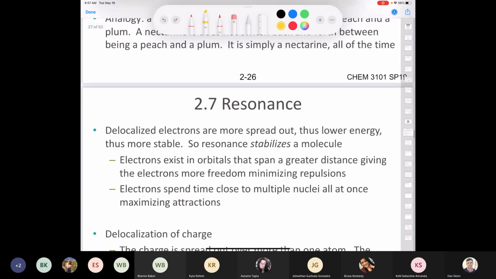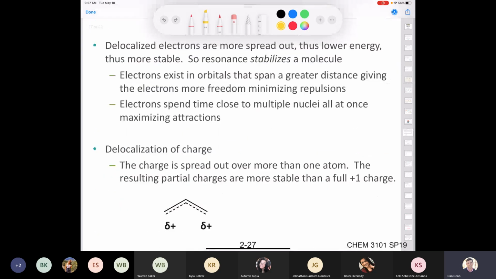All right. So the more electrons are spread out, the lower energy the ion or molecule is, and it basically stabilizes it, right? I told you that electrons are like hyperactive children. They like to move. If they can move, they will. And so the more resonance contributors we have, the more stable our molecule becomes. All right. The delocalization of charge: it says here the charge is spread out over more than one atom. The resulting partial charges are more stable than a full-on +1 charge.